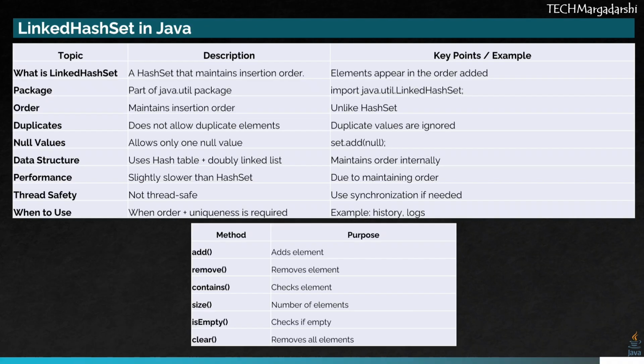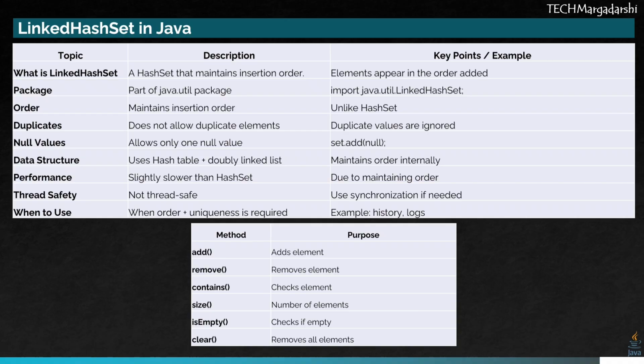Now let's understand LinkedHashSet in Java. LinkedHashSet is a class that implements the set interface and is very similar to HashSet, with one important difference. It maintains the insertion order of elements. It belongs to the java.util package and does not allow duplicate elements. If we try to add a duplicate value, it will be ignored. LinkedHashSet also allows only one null value, just like HashSet.